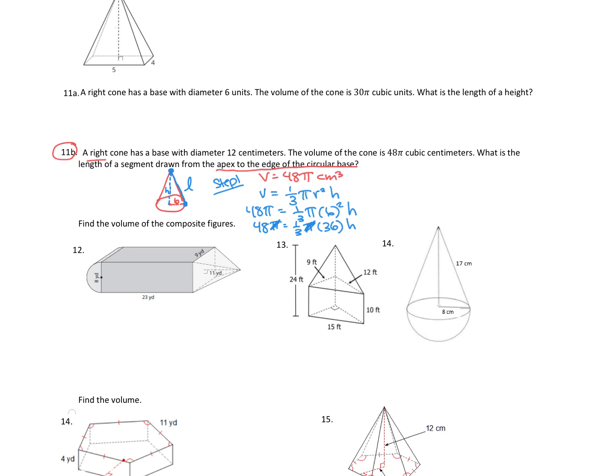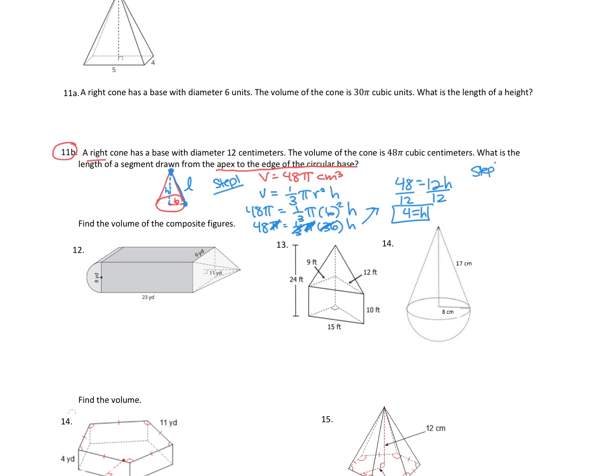I also might do 1/3 of 36, which is 12. So I really have 48 equals 12h. I'm going to divide both sides by 12. I'm going to find that my height is 4. Now that's not the answer to my problem.